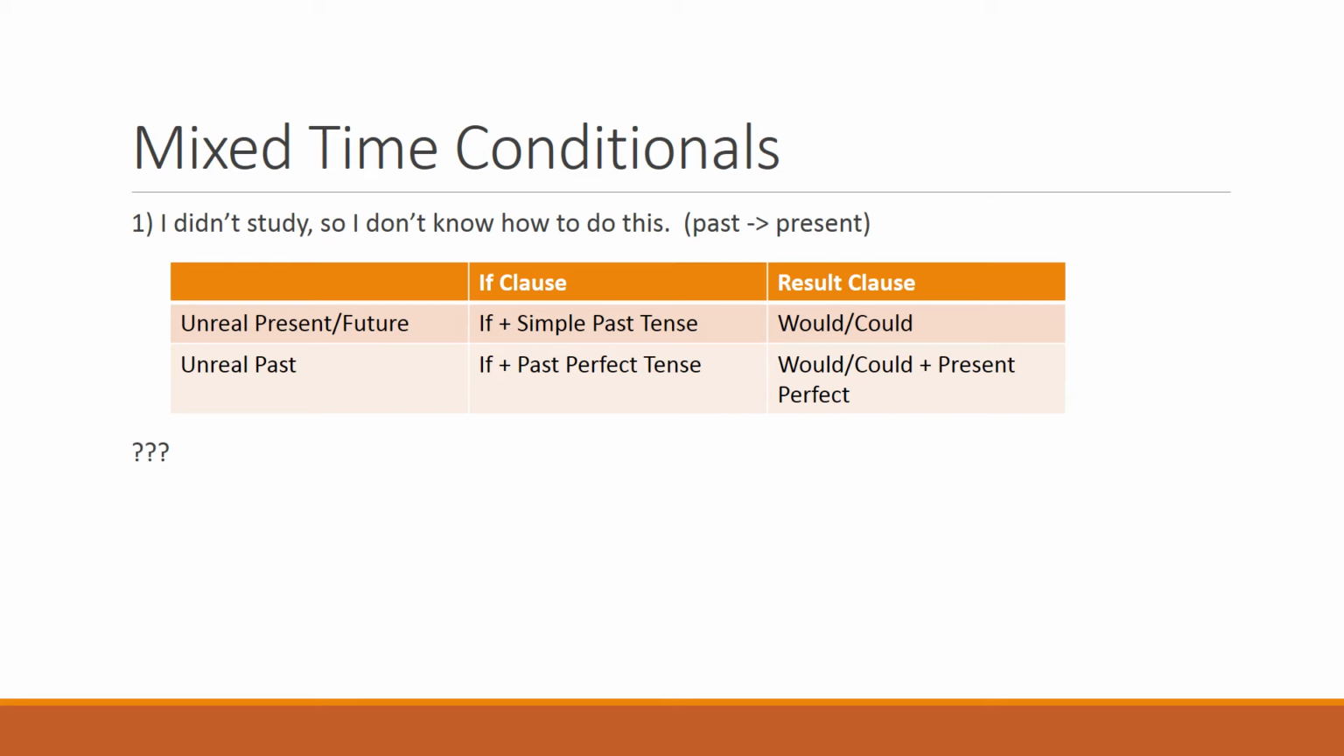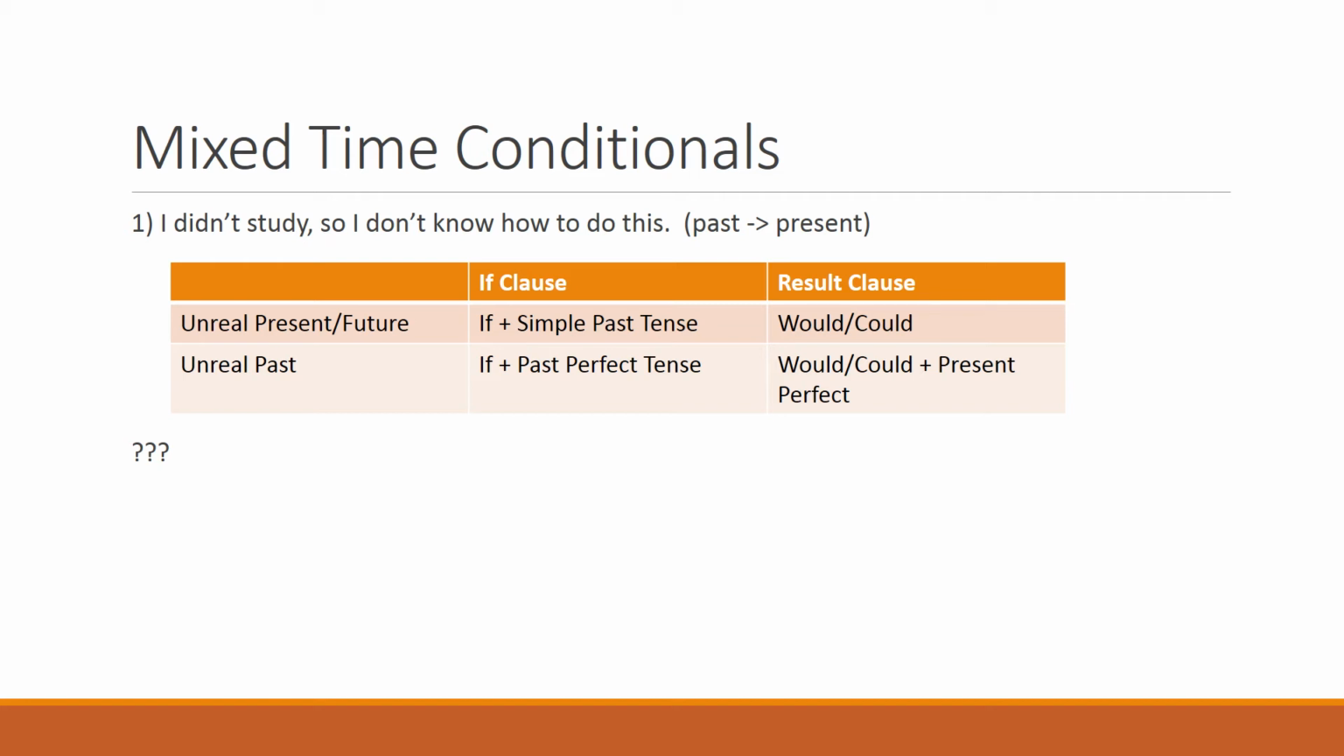So here, let me put the chart here. So let's look at mixed time conditionals. So I have a past and present clause mixed into the same sentence. How would we do this? Okay, I didn't study, so I don't know how to do this. Now that's my past affecting my present. So you need to first identify which one is the if clause. The first one, right? I didn't study.